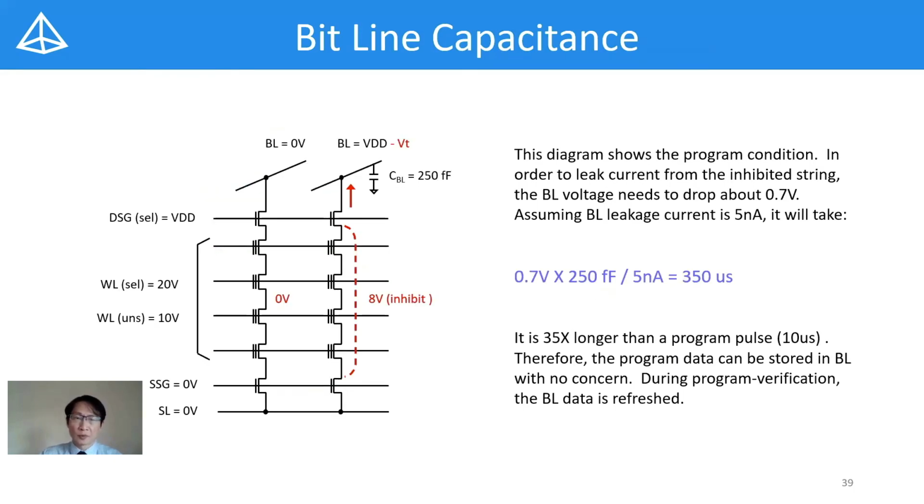This diagram shows the program condition. In order to leak current from the inhibited NAND string, the binary voltage needs to be dropped about 0.7 volt. Assuming the binary leakage current is 5 nanoamp, it will take 350 microseconds, which is 35 times longer than the 10 microsecond program pass. Therefore, the program data can be safely stored in the binary without any concern.